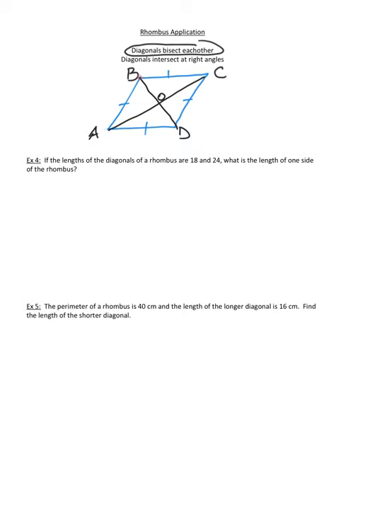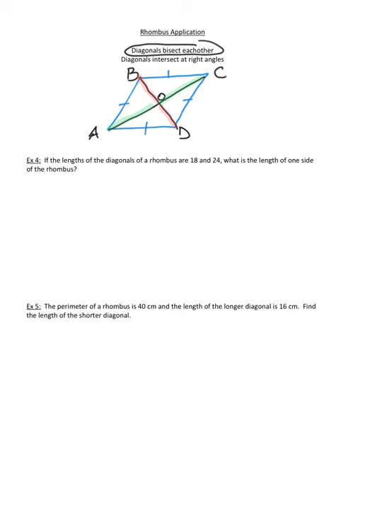So if I were to highlight to show you that the diagonals bisect each other, it means that BO is congruent to OD. And then also CO is congruent to AO. That's what diagonals bisect each other means, that they create equal halves.